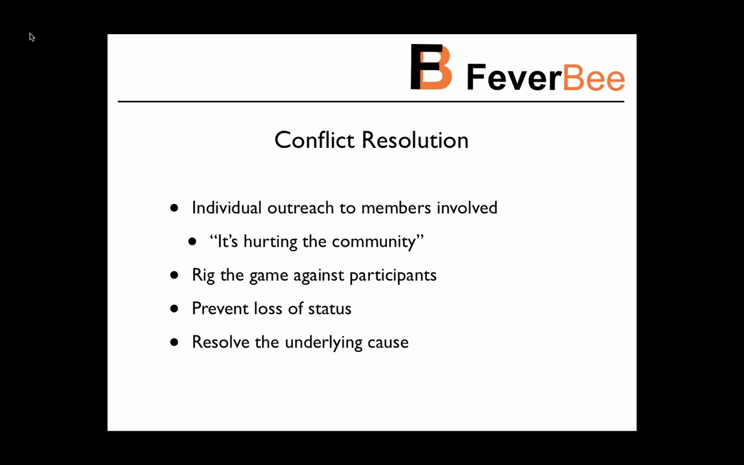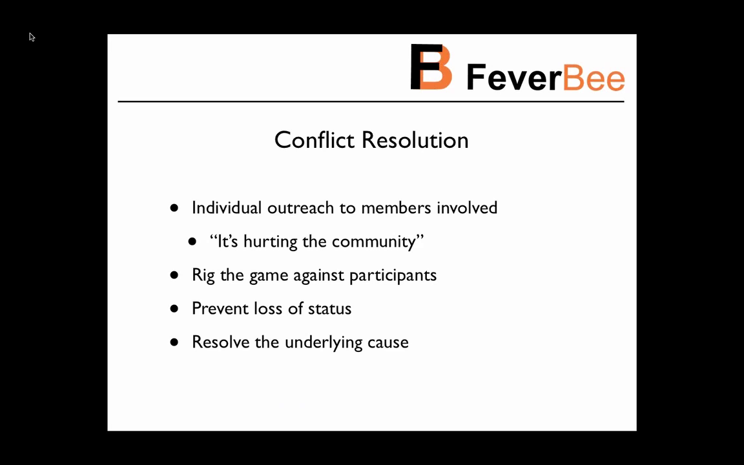Another thing that's important is to what we call rig the game against the participants. This is from game theory, where neither of these people can participate in the community anymore until they have both written to you and stated that they've resolved the differences between them. So then they're both motivated to resolve those differences between themselves because they can't participate in the community again until they do.